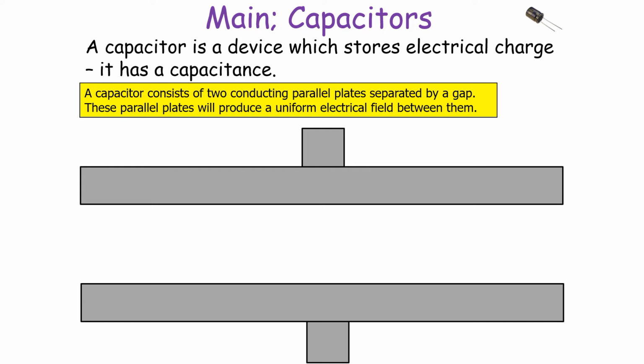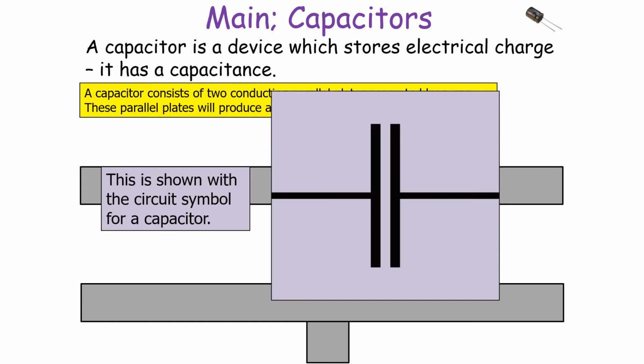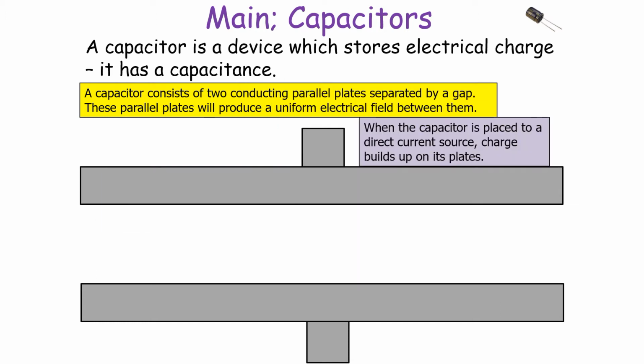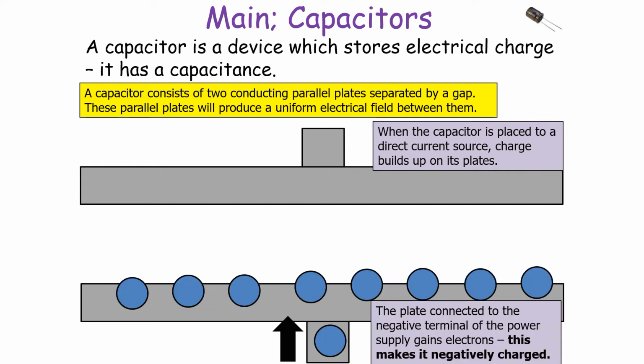Now these parallel plates will produce a uniform electrical field between them. Now we show that the capacitor is made from 2 parallel plates with a gap in between them with our circuit symbol for a capacitor. Now when the capacitor is placed into a direct current source, charge will build up on its plates.